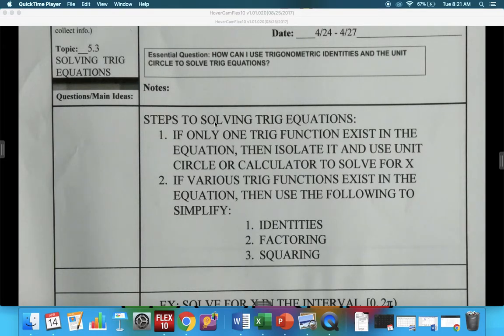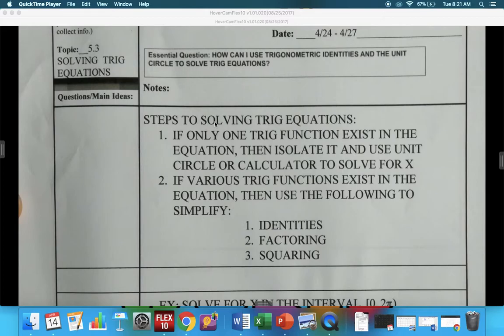Okay, so for section 5.3, we're looking at solving trig equations. So we're going to use what we learned in sections 5.1 and 5.2 to actually solve for x. What this means is we're not necessarily looking at just identities, we're looking at equations that have specific requirements for each side to be equal.